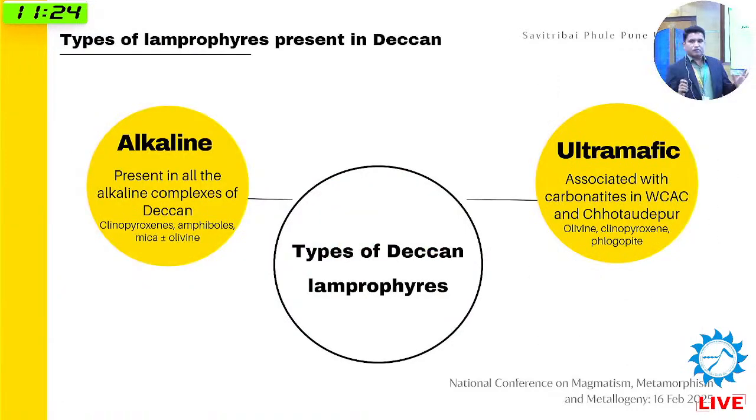So based on mineralogy, we can say that we have 2 types of lamprophyres present in the Deccan. One is alkaline, another is ultramafic. Alkaline present in all the alkaline complexes. They are mostly rich in clinopyroxene, amphiboles, mica, mostly biotite, sometimes phlogopite, plus or minus olivine. We have ultramafic, which is actually present in the West Coast alkaline complex as well as Chota Udaipur, reported in a paper of Pandey et al. 2019. It mostly contains olivine, phlogopites, and sometimes clinopyroxenes.